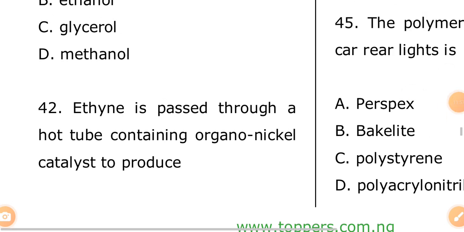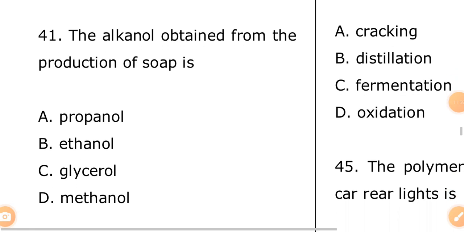Now let's look at question 41. The alkanol obtained from the production of soap is dash. A. Propanol. B. Ethanol. C. Glycerol. D. Methanol. The answer is what? The answer is A. Propanol.